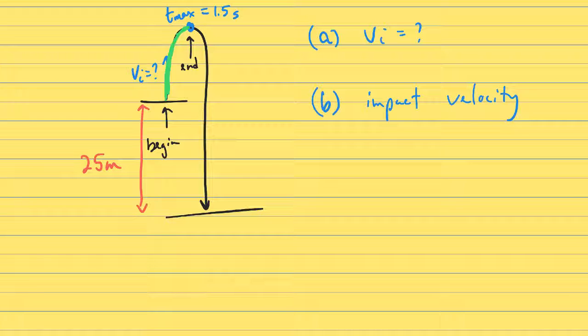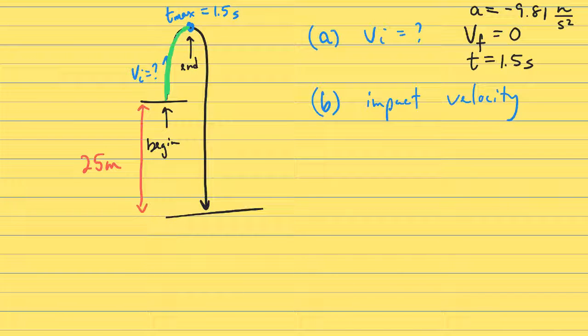For part A, why do I not consider the ground the end of the problem? Because the problem gave me something about the time it takes to get to max height. So that's probably very useful to figure that out. So for part A, I have the fact that VF is equal to 0. I have the time of flight is 1.5. Acceleration is always negative 9.81.